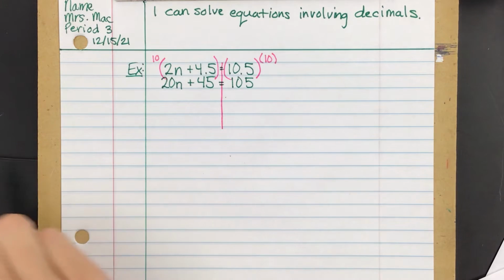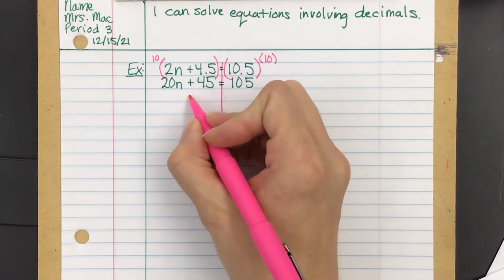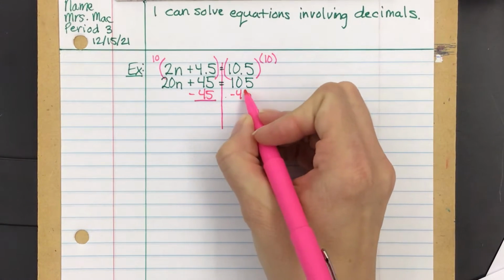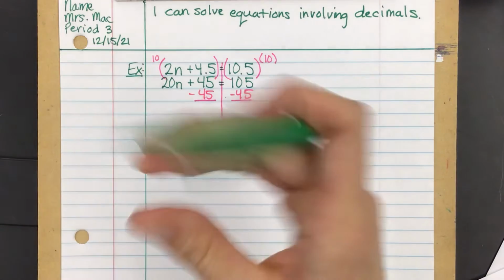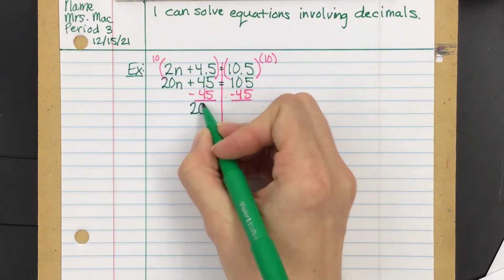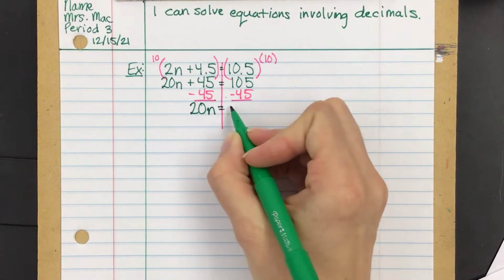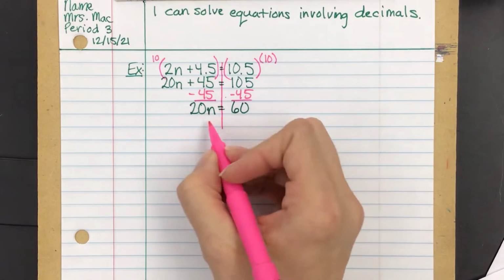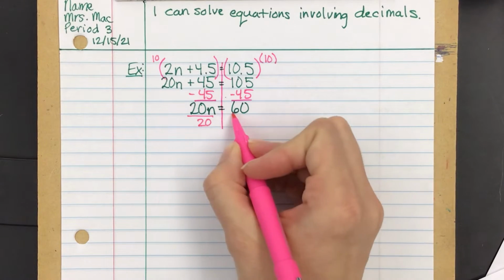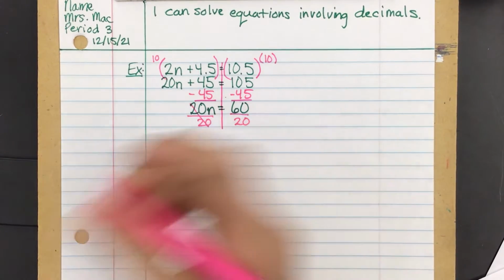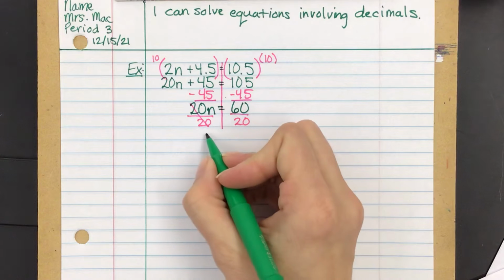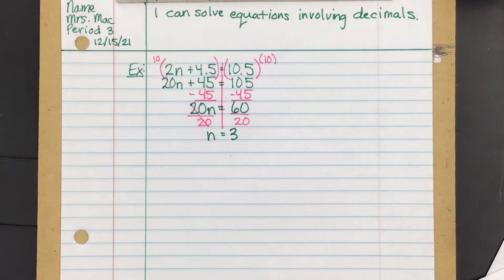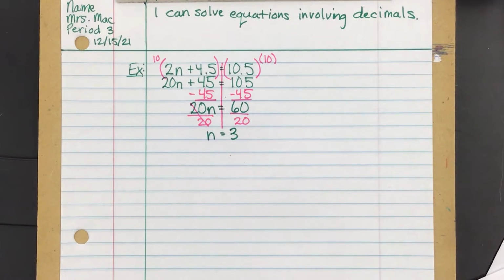Okay? So let's go through the inverse operations here. I'm going to subtract 45 from both sides. And I'm going to get 20n is equal to 60. If I divide both sides by 20, I will get n is equal to 3. Okay. Everybody agree? Yeah?